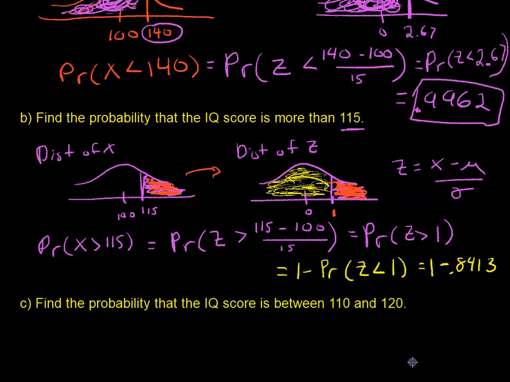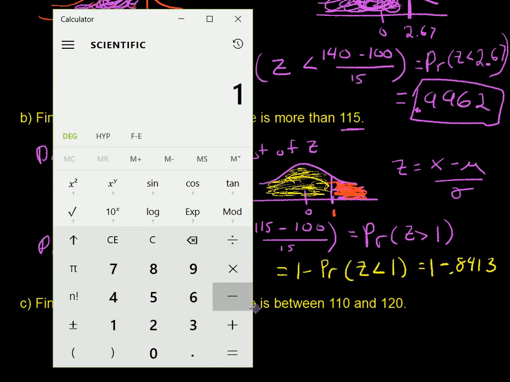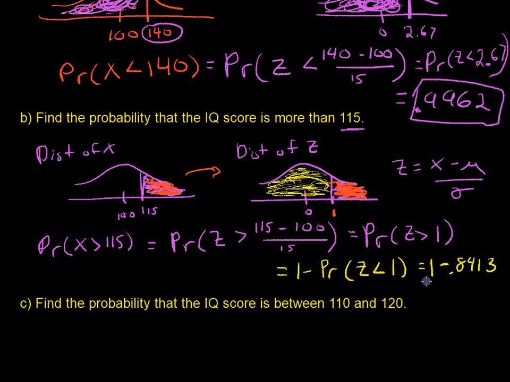Okay, then do 1 minus it. Go ahead and pull out your calculator. 1 minus 0.8413, 0.1587. All right, so it's pretty unlikely that you have a score that's randomly selected from this population who's more than 115. Actually, it's about 15.87% of the time you'll have a score that's randomly selected and it's more than 115.